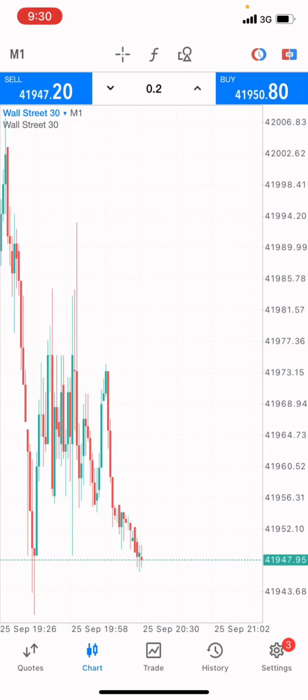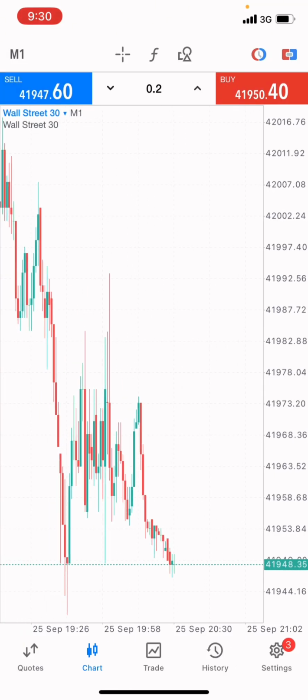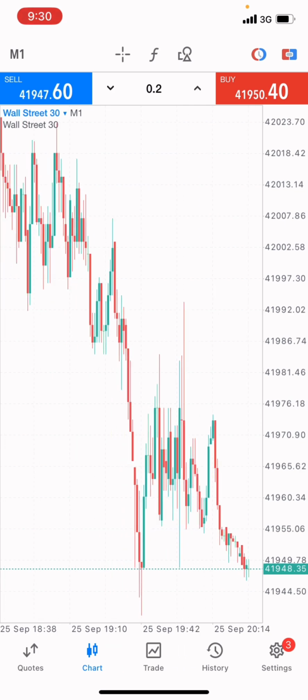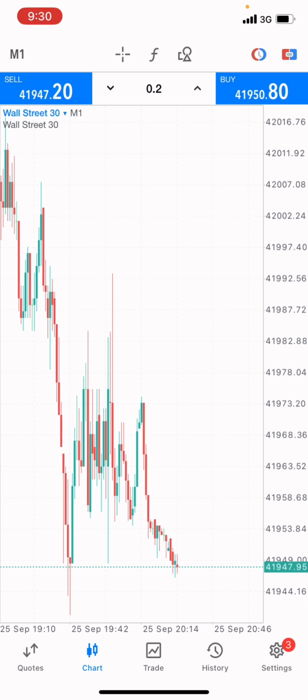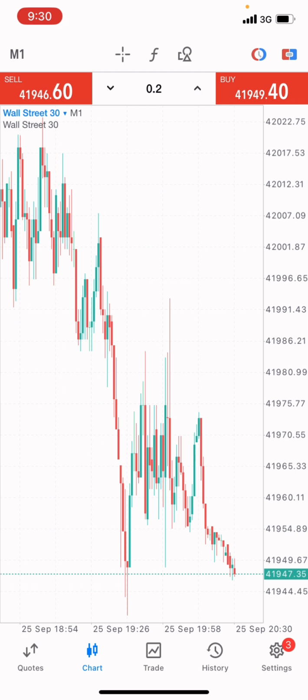So this is the US 30 market, and we're going to do some good analysis on this market and see how we can be profitable in this type of market, and how we can trade this market successfully. All right, so let's get on with it.